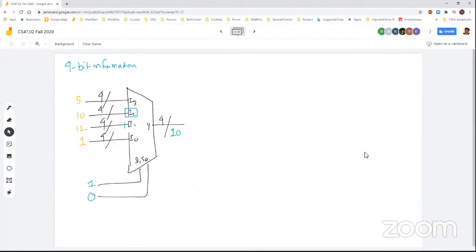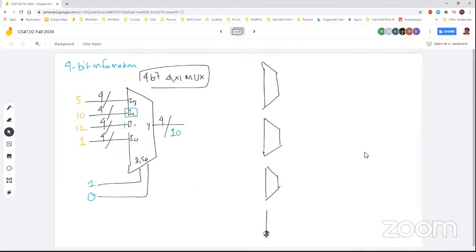Another question is, how do we build it? What's the internal of this? This is a 4-bit 4x1 mux. What we can do is actually use four 1-bit 4x1 muxes. That means each of them has 4 inputs, single-bit inputs.